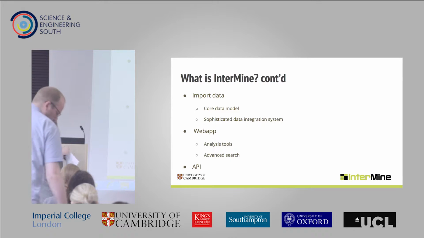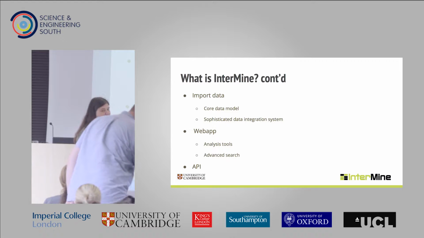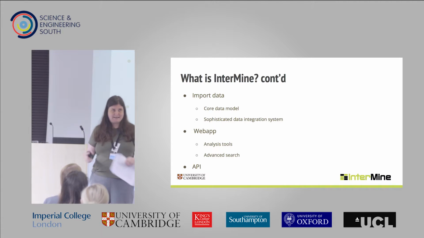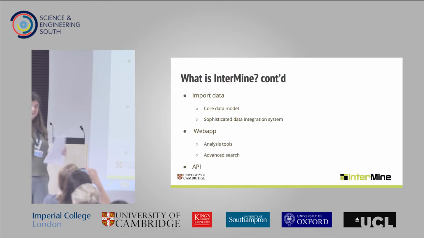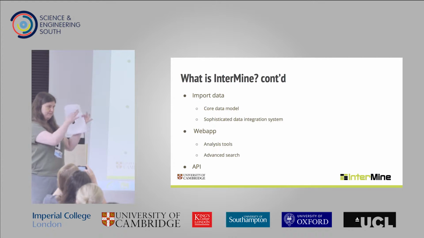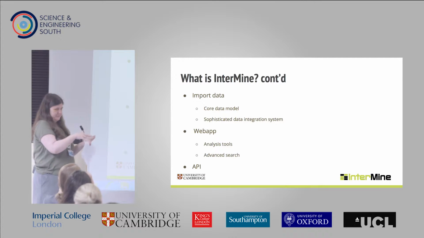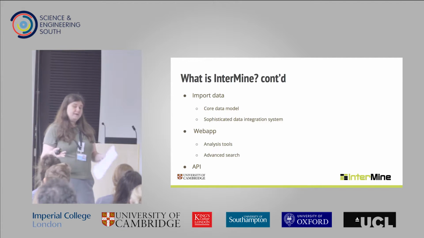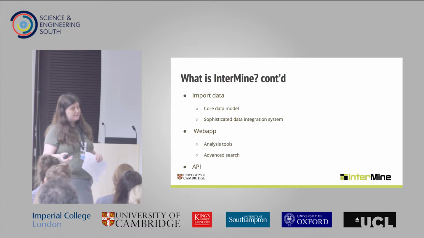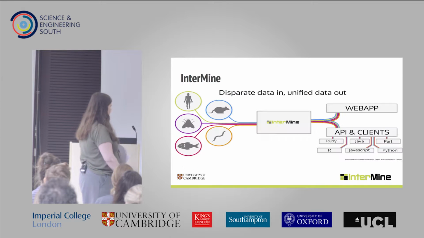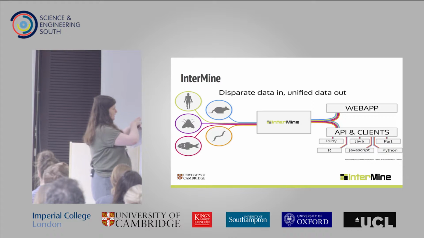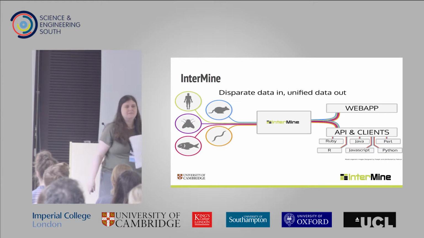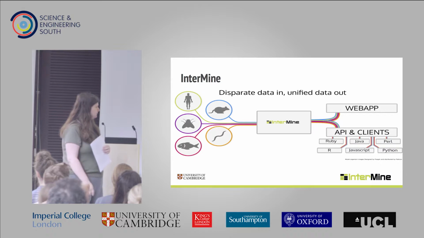InterMine also comes with an API. What I mean by that is the data is programmatically available. This means that users who like to run scripts can access your data. So you have your user interface where people can do a Google-style search, but you also have the API, so your bioinformaticians can write a Perl script and access the data as well. So it's nice for pipelines. This is just a visualization: we have the disparate data going into the database, and then out you get the web app, and you get your API and clients.